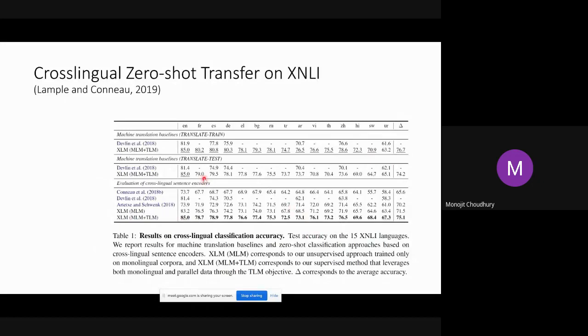Sorry, here, in the translate test it's lower. In translate train it is a little higher, but in both cases it is comparable. So average is 76.7 and 74.5, and we are achieving 75.1. Now why is this much better than these two? Because these two assume that you have a good translator, but this does not assume any translator, any parallel data, nothing. So you are actually getting all these great results just from unlabeled data across languages.